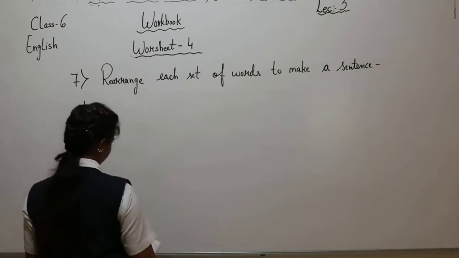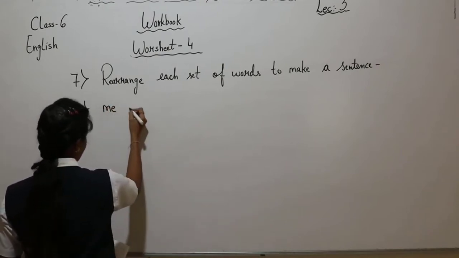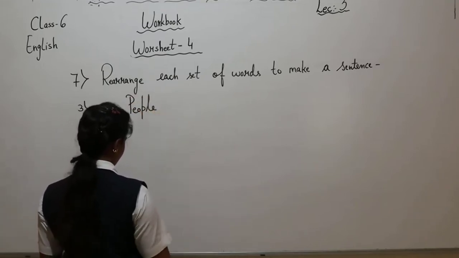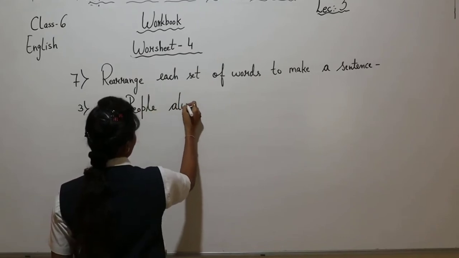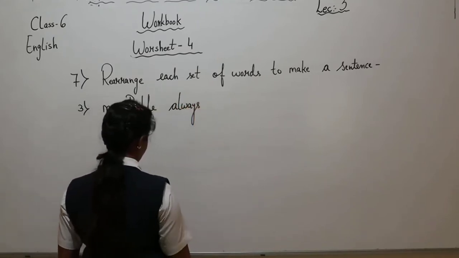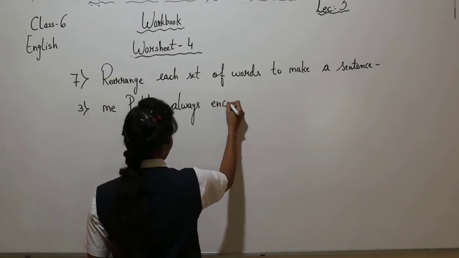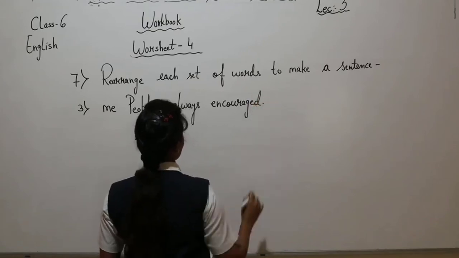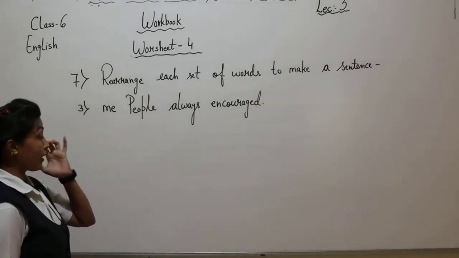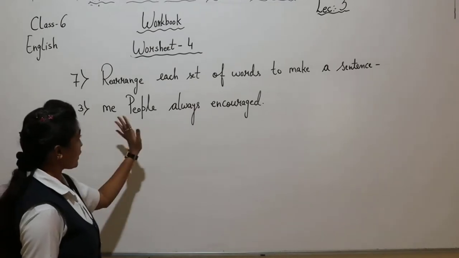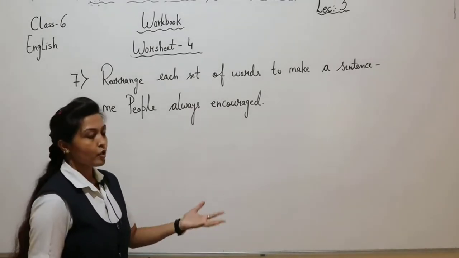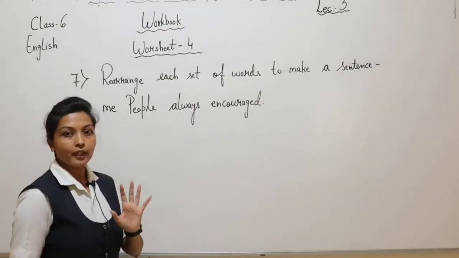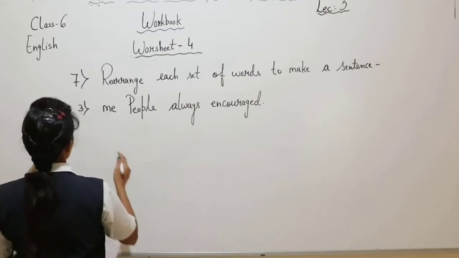Three. Me, people, always, encouraged. So now from this sentence, the word encouraged is used: me, people, always. Some encouragement is given to me by someone, something like that. Now we arrange it.